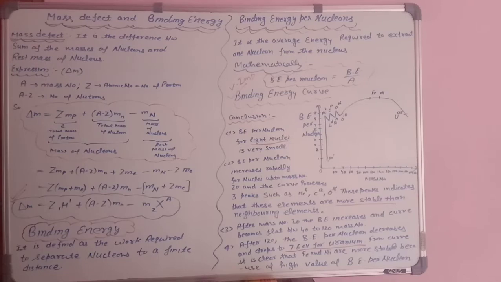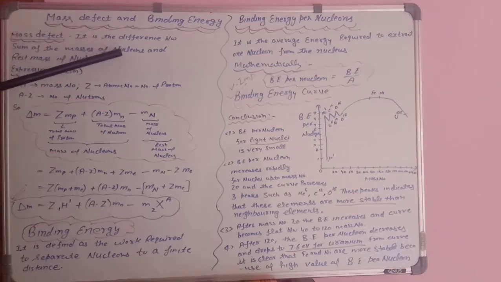Students, let us start our first topic, that is mass defect. As you can see, the name mass defect indicates that it is some kind of disorder. Mass defect means the difference between the sum of masses of nucleons, and I told you that nucleons means proton plus neutron, and the rest mass of the nucleus. Students, if you take the nucleus as a whole, then its mass is different. But if you measure the mass of proton and neutron, then it is different.